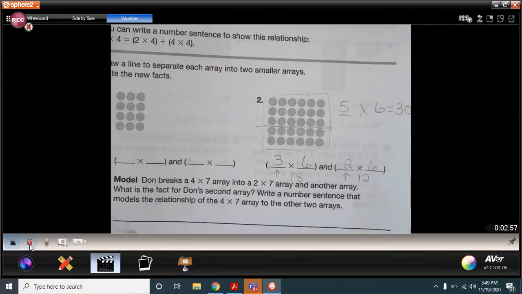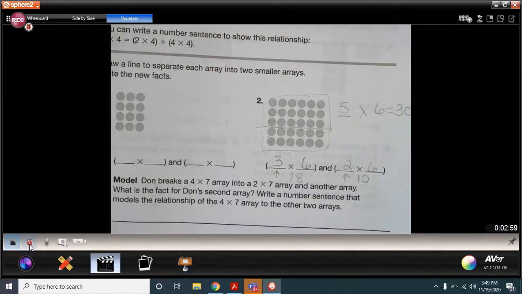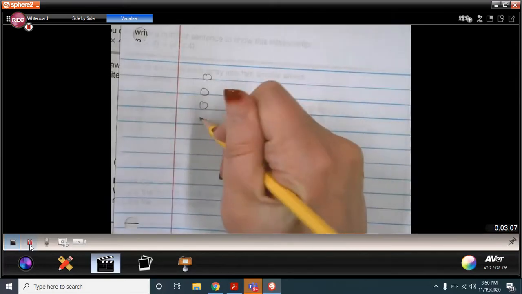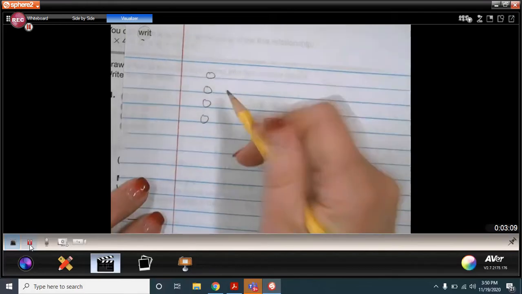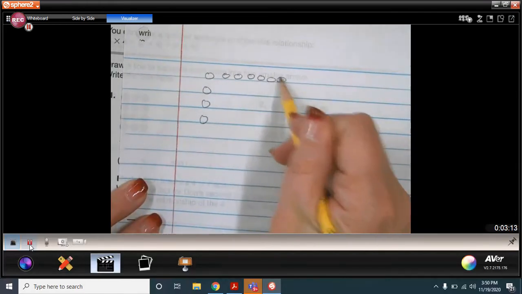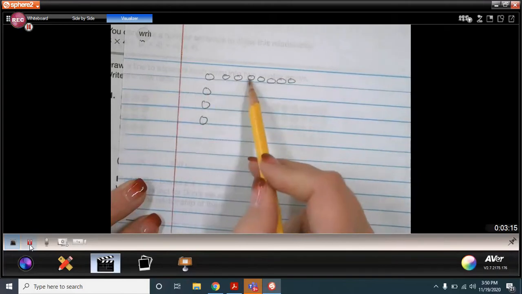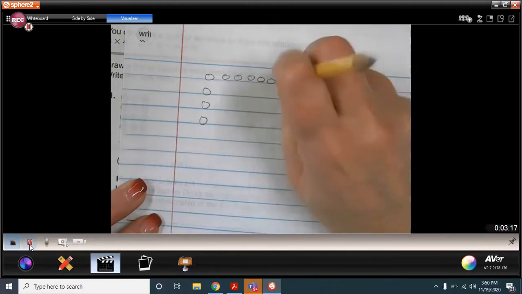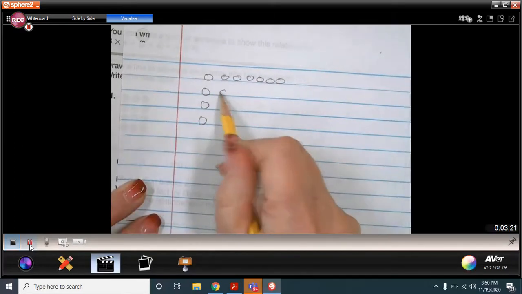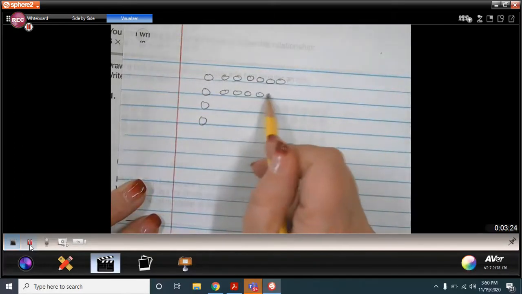Now, number 3 says Don breaks a 4x7 array. So the array is 4 rows with 7 in each row. So here's my 4 rows, and I have 7 in each row. So I have 1, 2, 3, 4, 5, 6, 7. Oops, 1 too many. And I have 4 rows with 7 in each row.